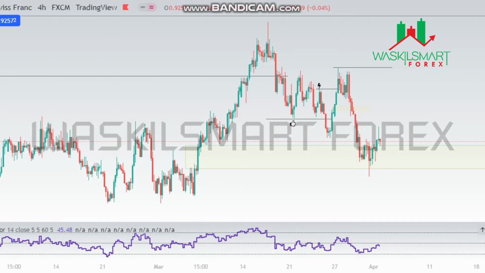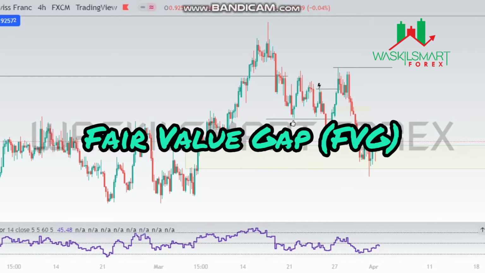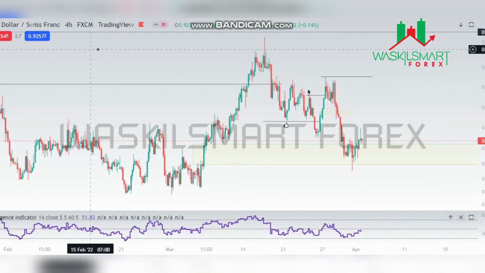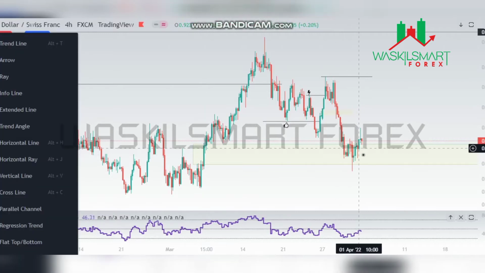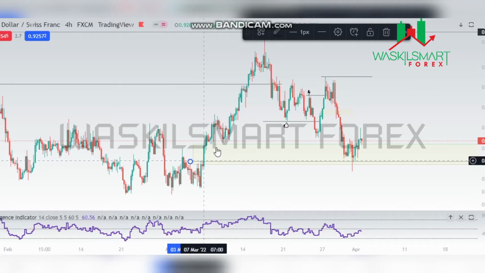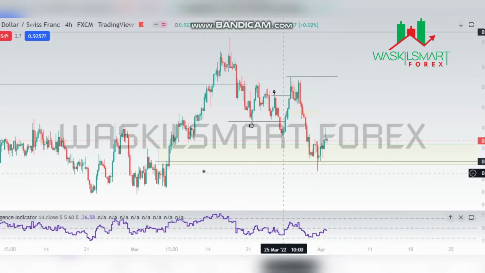According to what we want to talk about today, we want to talk about break of market structure, change of character, order blocks and fair value gap. Here you're looking at USD CHF. I drew out this point before the market traded inside this 4 hour chart. I'm looking at this point here, and I'm saying the market will come to this aspect to close down this fair value gap. So I was waiting diligently.